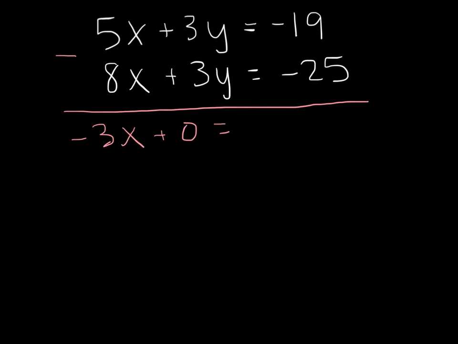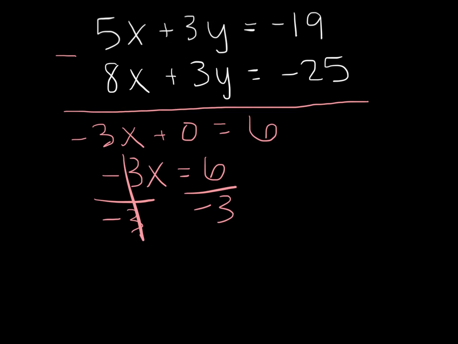And negative 19 minus a negative 25 is really like adding. When you minus a negative, it's adding. So negative 19 plus 25 gives us a positive 6. Beautiful. Now we just have to solve the equation. We need to solve for x because we have an x in there. So we have negative 3x equal to 6. Divide by negative 3, divide by negative 3. x is equal to negative 2.